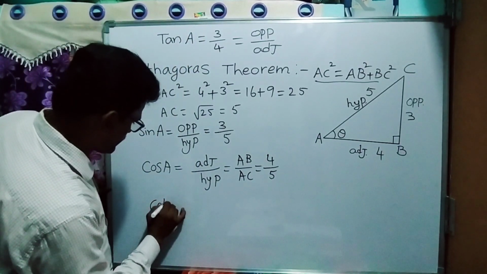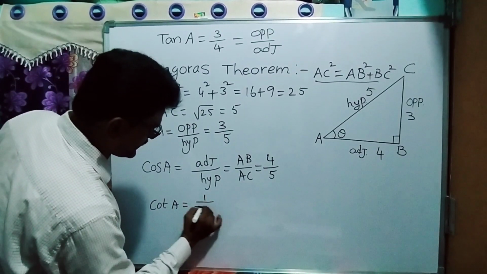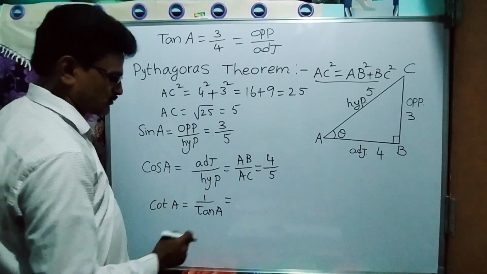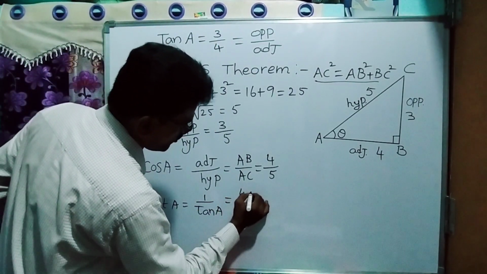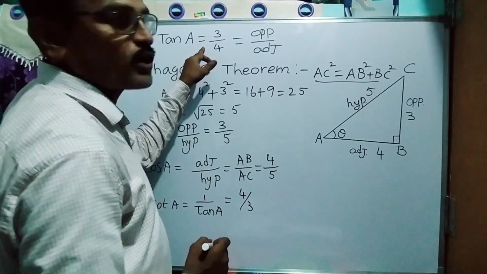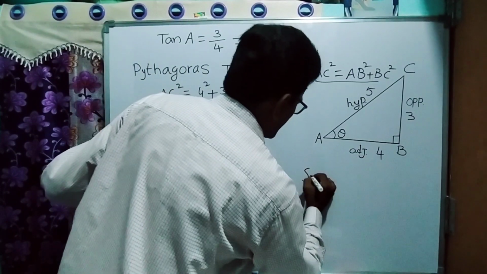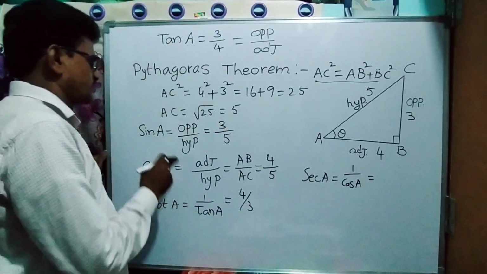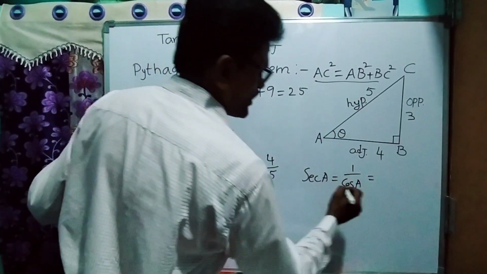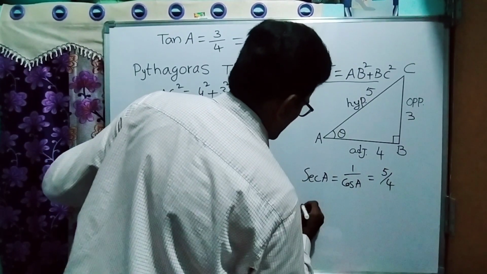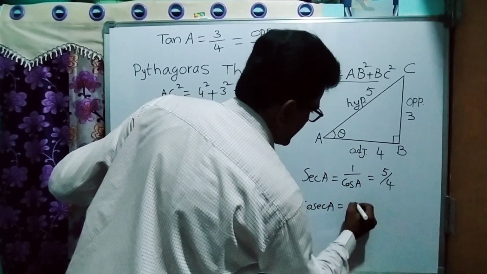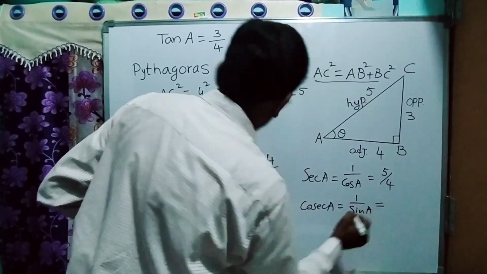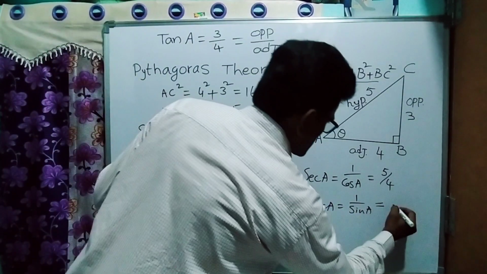Now what is cot A? Cot A is nothing but 1 by tan A. The reciprocal of tan is cot. They have given tan as 3 by 4. So 1 by 3 by 4 means 4 by 3. Next, what is secant A? Secant is the reciprocal of cos, 1 by cos A. Cos A is 4 by 5, so this is 5 by 4. Next, cosecant A. What is cosecant A? 1 by sin A. Sin and cosecant, these two are reciprocals. Sin A is 3 by 5, so now it is 5 by 3.